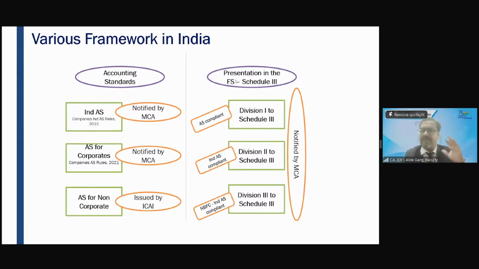Okay. So friends, in India, we have three sets of standards: Ind AS for companies, accounting standards for companies, and accounting standards for non-corporate entities.